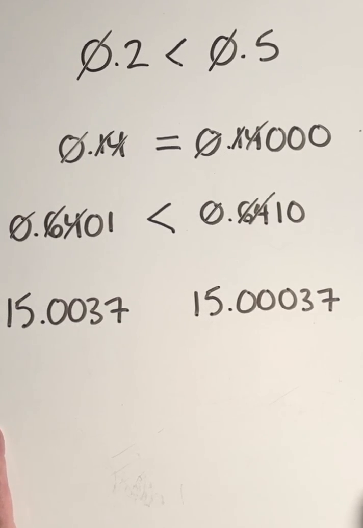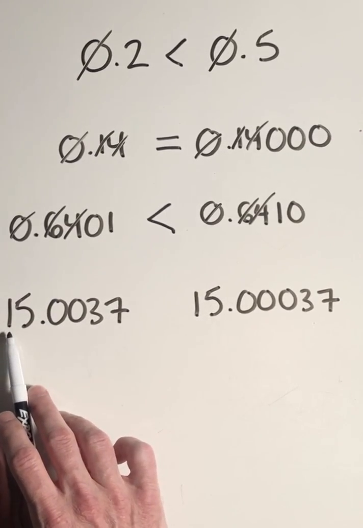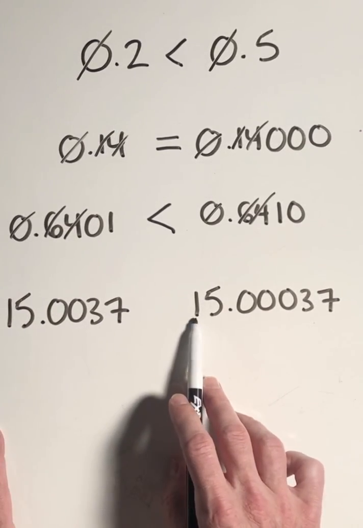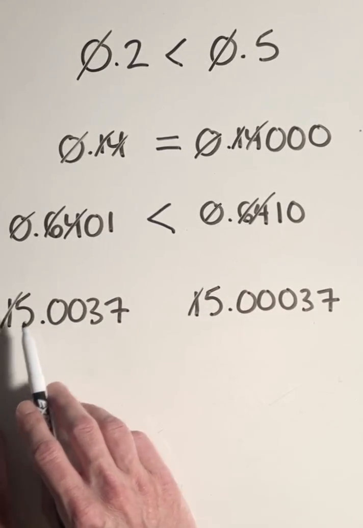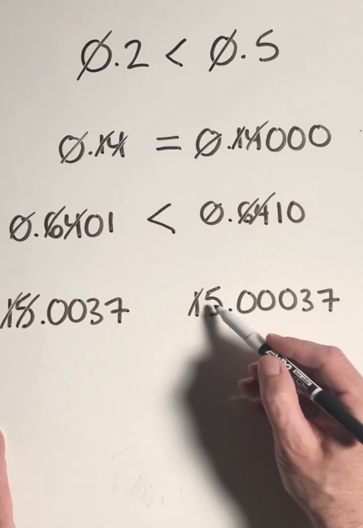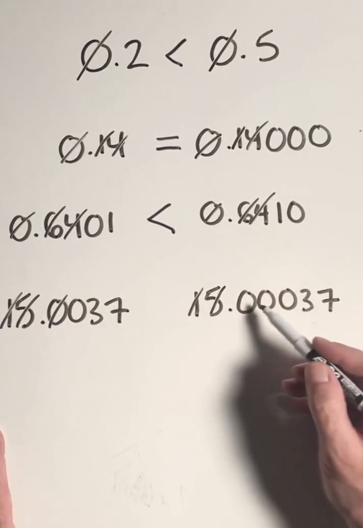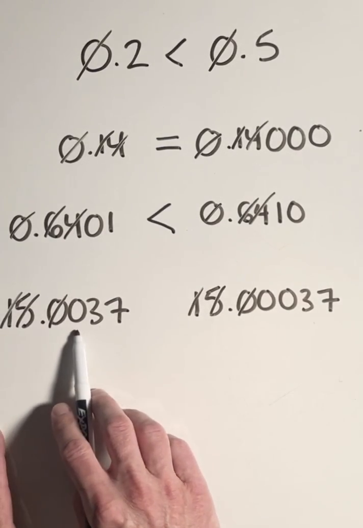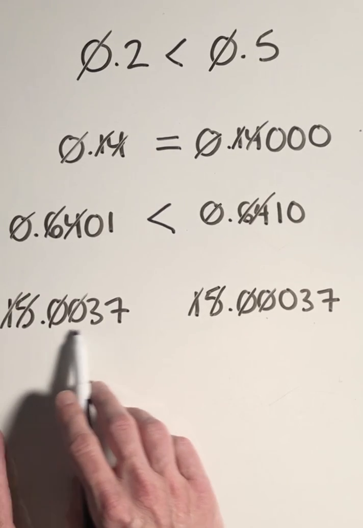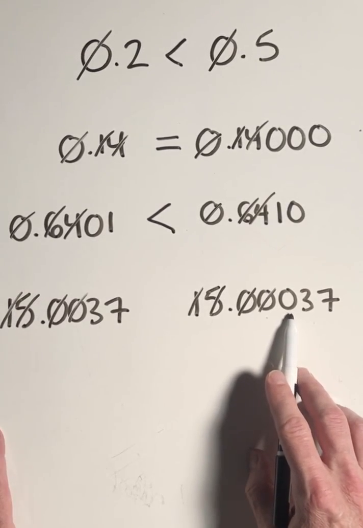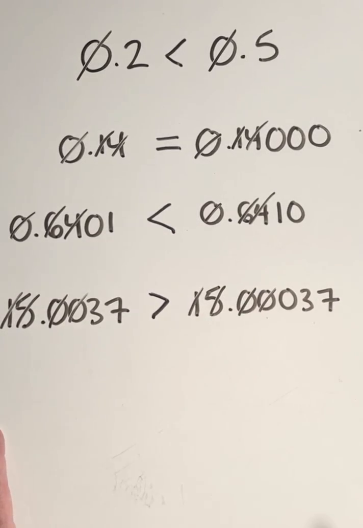Moving down here, same process. All the way to the left, we have a 1 in the tens place and a 1 in the tens place, so those cancel each other out. A 5 in the ones place and a 5 in the ones place. 0 in the tenths, 0 in the tenths. 0 in the hundredths, 0 in the hundredths. 3 in the thousandths, 0 in the thousandths. 3 is greater than 0, so this decimal is larger.